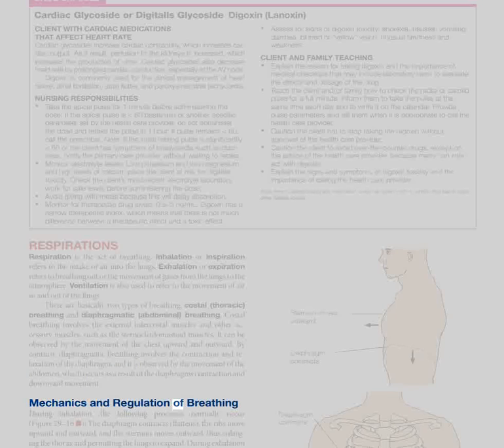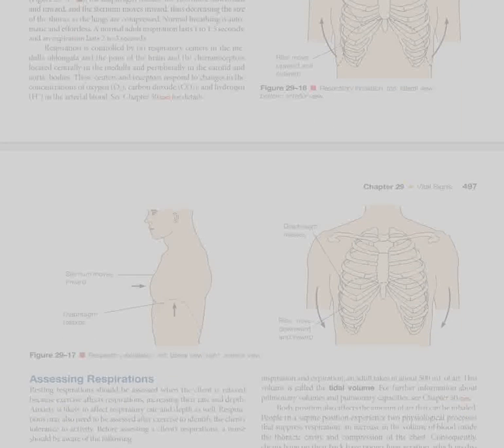Mechanics and regulation of breathing. During inhalation, the following processes normally occur (Figure 29-16). The diaphragm contracts and flattens, the ribs move upward and outward, and the sternum moves outward, thus enlarging the thorax and permitting the lungs to expand. During exhalation (Figure 29-17), the diaphragm relaxes, the ribs move downward and inward, and the sternum moves inward, thus decreasing the size of the thorax as the lungs are compressed.